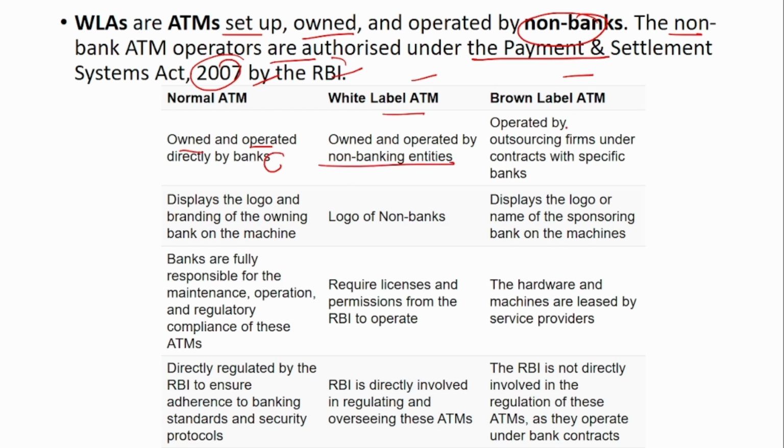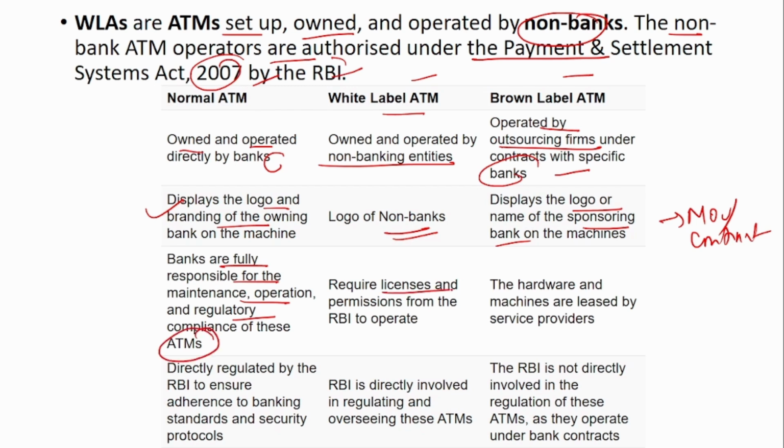In the case of brown label, they are operated by outsourcing firms, but they have a contract with specific banks. Here the logo of the banks will be displayed. Here the logo of the non-banks will be displayed. And here it will display the logo of the sponsoring bank with which it has signed an MOU or a contract. That bank's logo will be displayed on the brown label ATM. Banks are fully responsible for the maintenance, operation and regulatory compliance of these ATMs. Here it requires license and permission from the RBI to operate. So a separate license has to be taken by the non-bank entities from RBI to open an ATM.